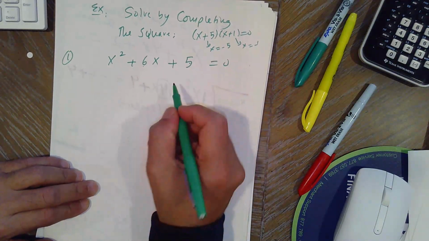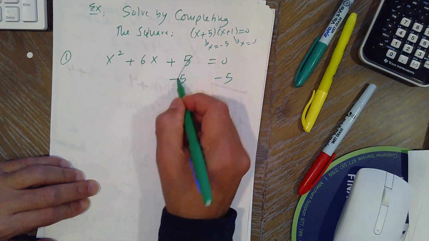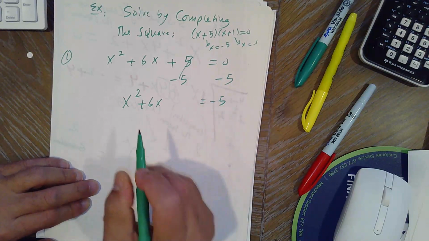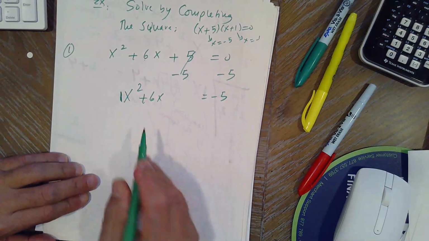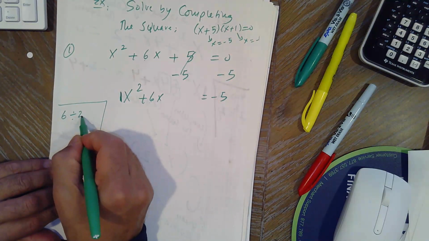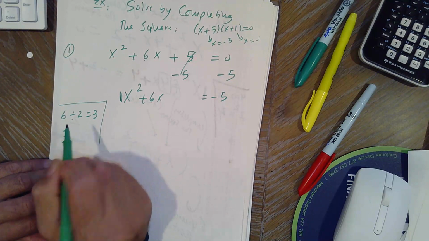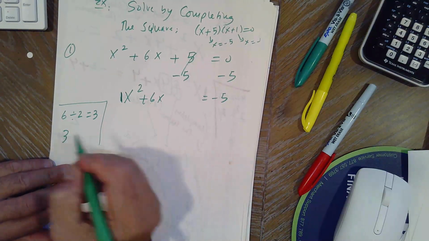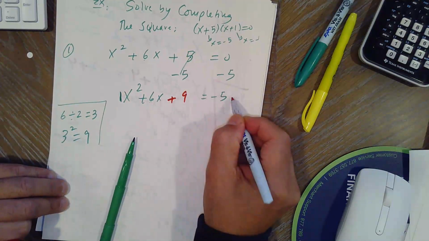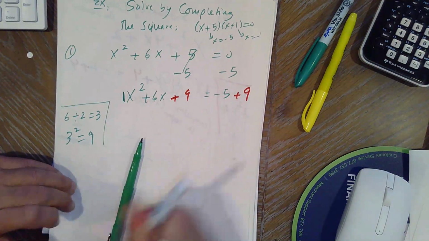Just practice it. Okay, so move the 5 over. X squared plus 6x equals -5. Make sure this is a 1, and then take that number in front of x, which is 6, divided by 2, and square it. Don't forget, divide then square, divide then square. So add, always add, not subtract. Add that number to both sides of the equation.